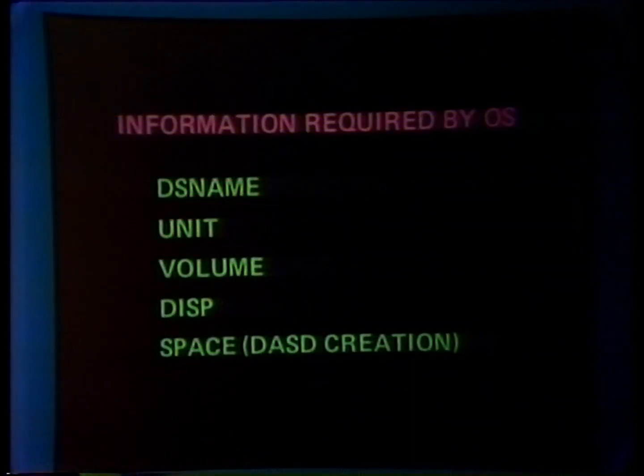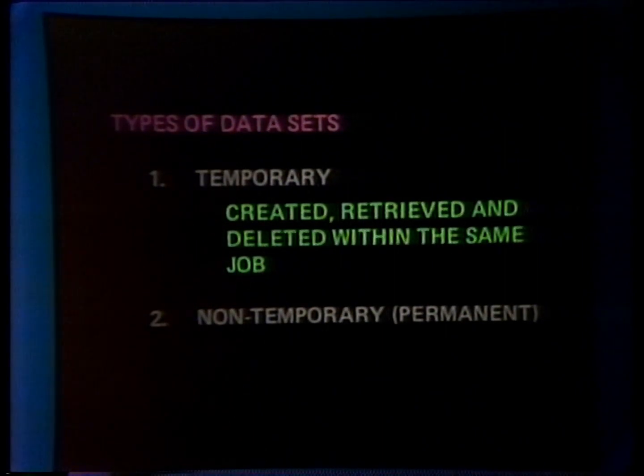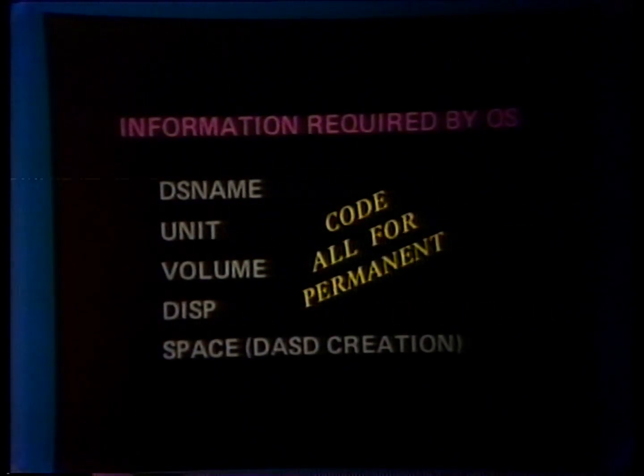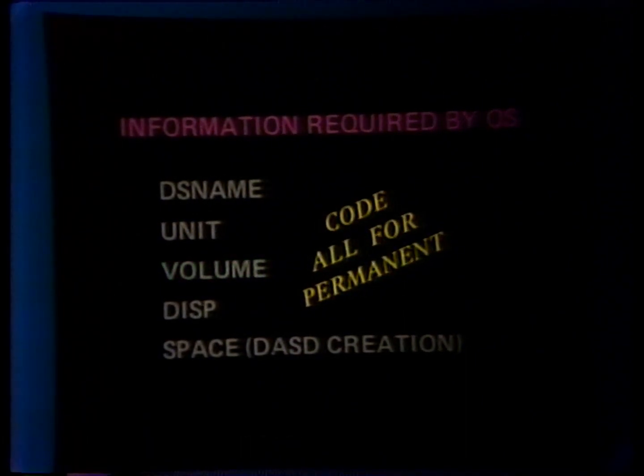To conclude our discussion now, the question to be answered was, when do you code these parameters to create and retrieve data sets? To create or retrieve either temporary or permanent type data sets? The answers: for creation of a permanent data set, code them all. OS would select the volume, but we code volume because we usually want to plan which volumes permanent data sets go on.